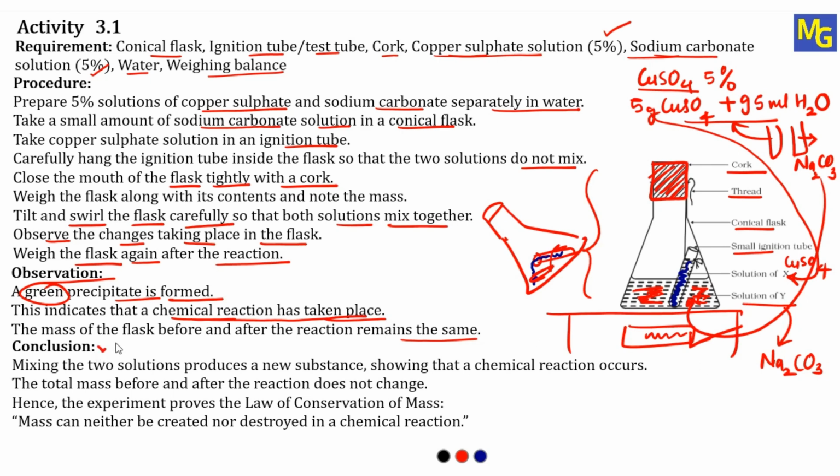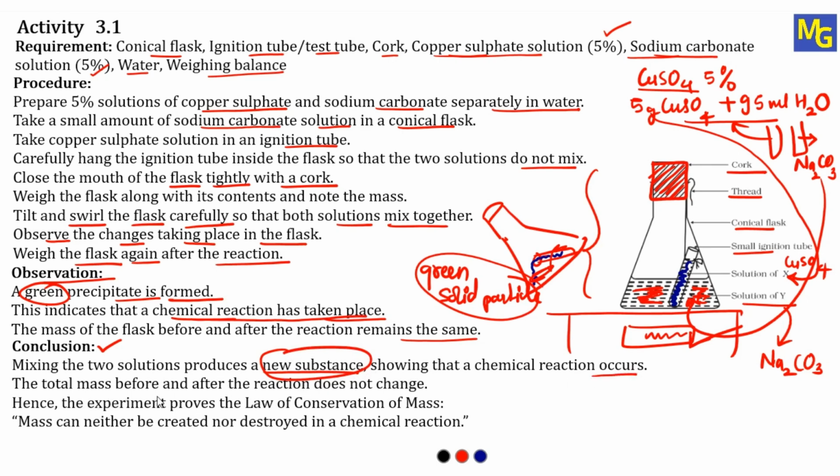Now we can write our conclusion. Mixing the two solutions produces a new substance. Yes, it is clear. Earlier they were clear solutions. Once we tilted and mixed, we got green solid particles. Solid particles are nothing but what? Precipitate. Earlier there was no precipitate, but when we mixed, we got solid particles. And the solid particles indicate that a new substance has been formed, showing that a chemical reaction occurs.